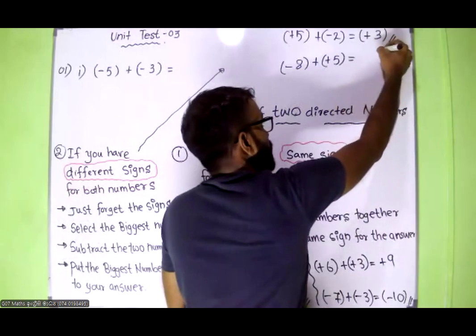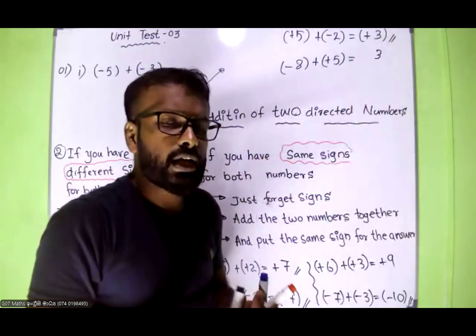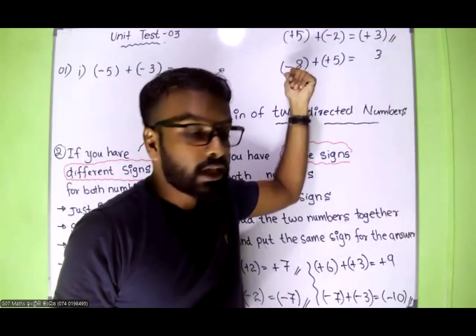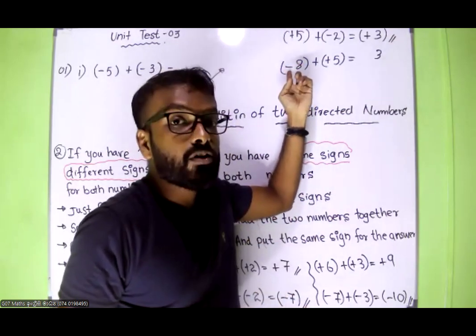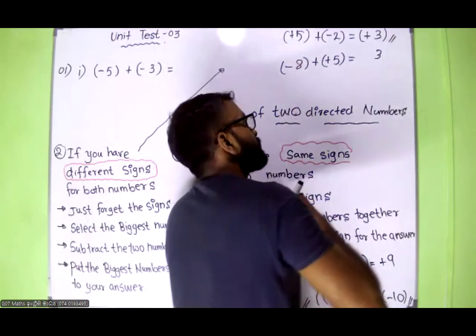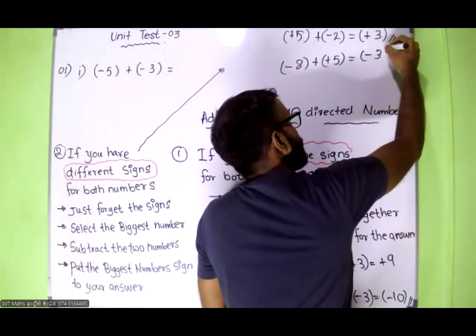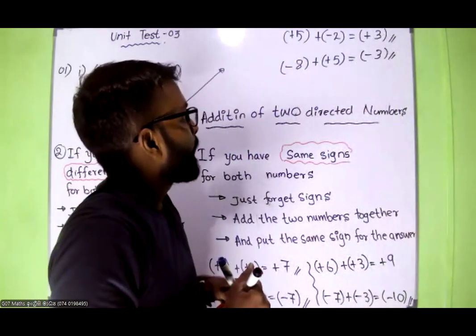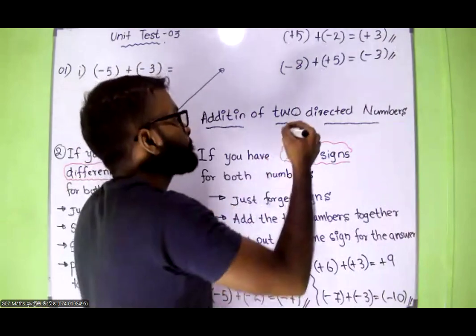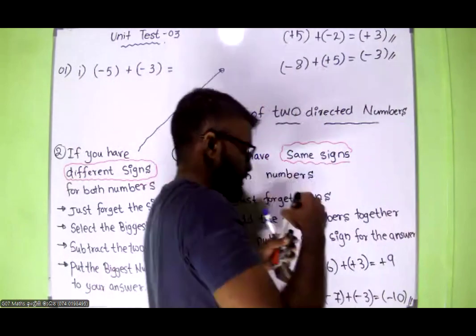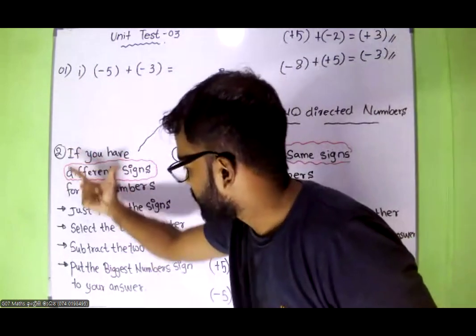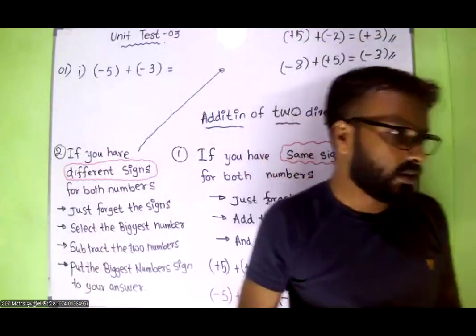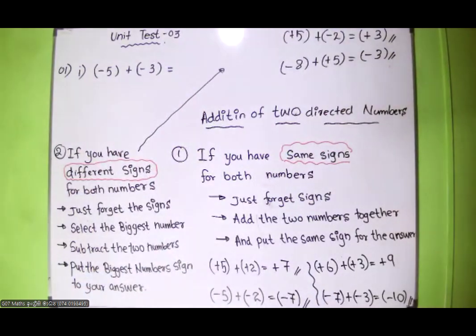How do I decide the sign? Very easy. My biggest number is 8. So what is the sign of 8? Minus. So this is minus. Very easy. Right? So guys, please write these two examples. Then I will give you another one or two examples.